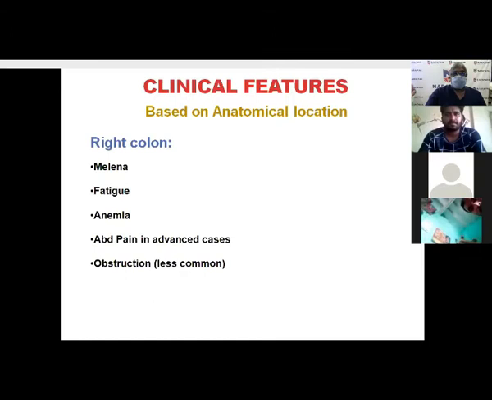Clinical features: right colon, melena, as I told you, fatigue, anemia, abdominal pain in advanced cases. Obstruction is rather less common, but you can still get it if it encroaches onto the ileocecal junction, causing something like a terminal ileal obstruction.